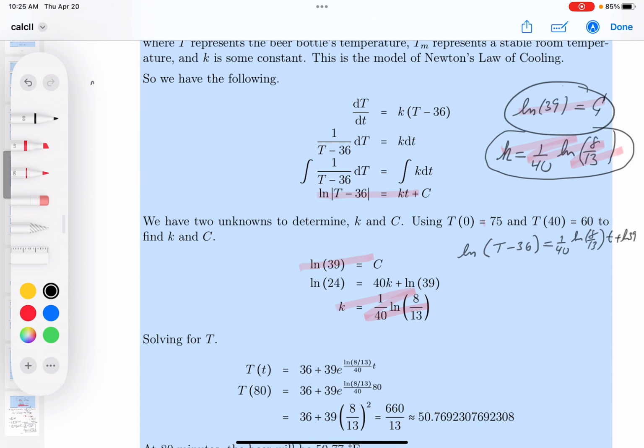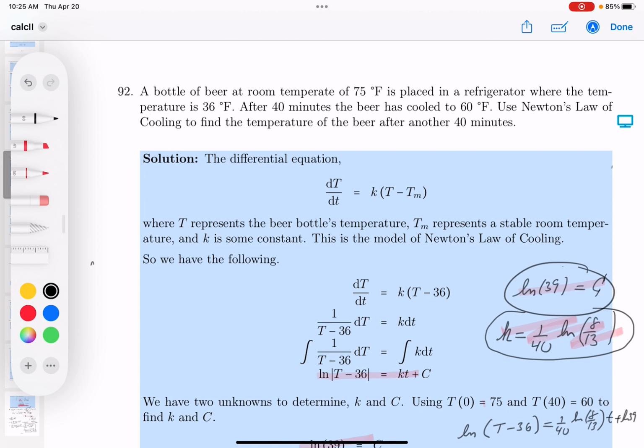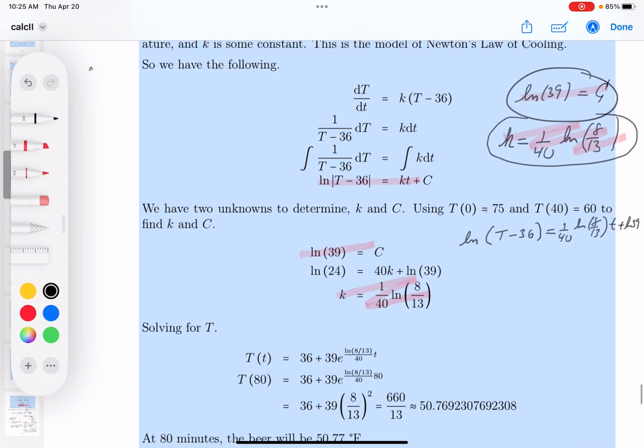All right? So they got a question. And their question is, what is the temperature of the beer at 80 minutes? Well, let's go back over that to make sure you understand that. So 40 minutes in, it's 60 degrees. They want to know another 40 minutes in. That's going to be 80 degrees. So they want to know what T is at 80. What the temperature is at 80. I don't know. I just plug it in.